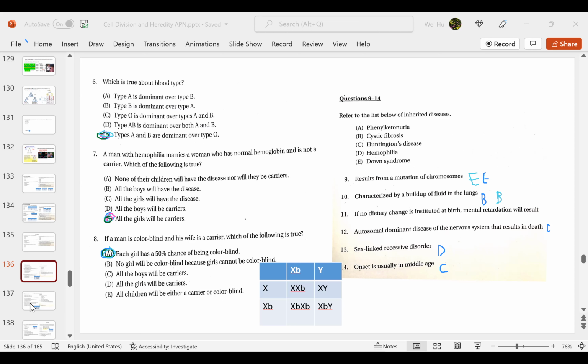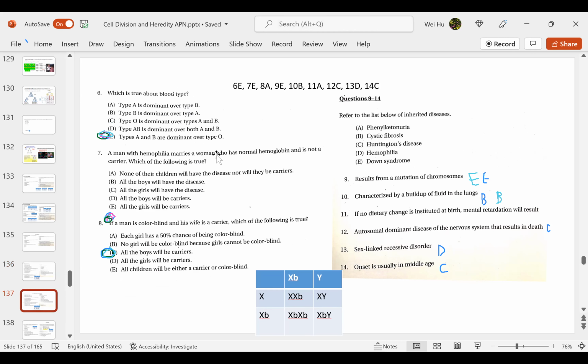Okay, so let's have a look. So 6 is E, 7 is E, and 8 is A. So you all got it right. So these sides are difficult. Why? Because they are symptoms. Okay, so let's go through together then.